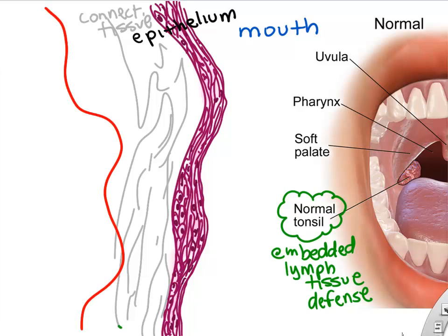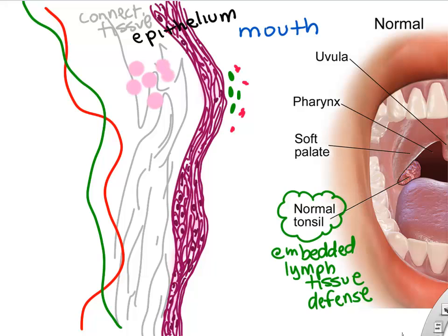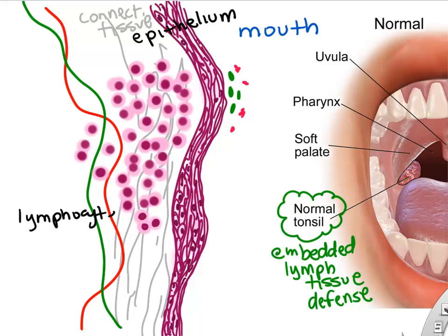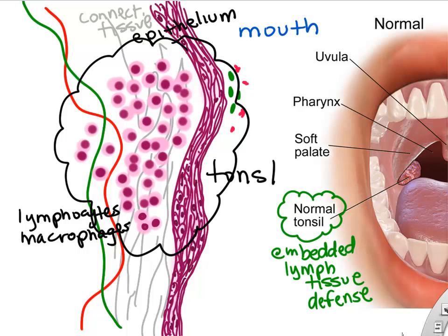So if we look at the throat, we see the epithelium covering it. We see the connective tissue supporting the epithelium. And really all the tonsil is a bunch of immune cells. So macrophages and lymphocytes and neutrophils, mostly lymphocytes and macrophages. And so that's what a tonsil is. It's embedded lymphatic cells or defense cells.